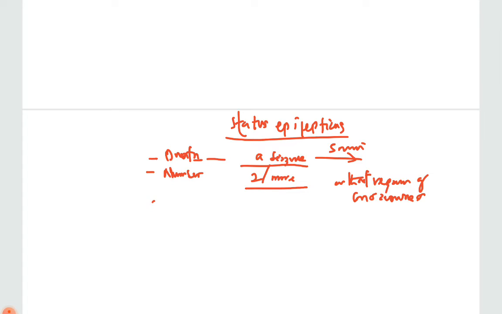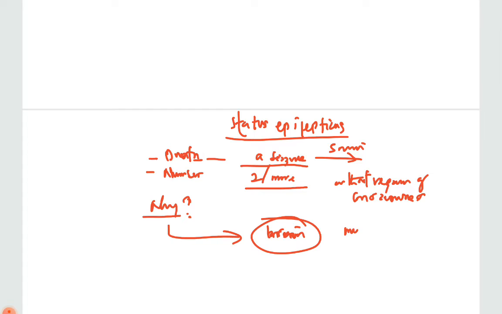And the question is, why is it important? It is important because if you have continuous seizure, it can cause irreversible brain injury, and brain death can also occur from that.